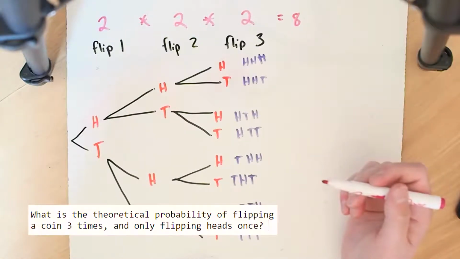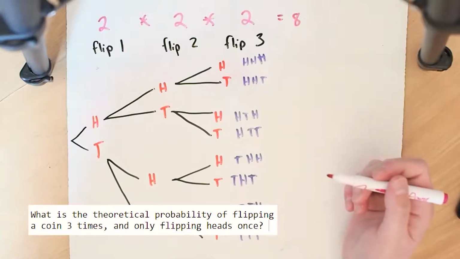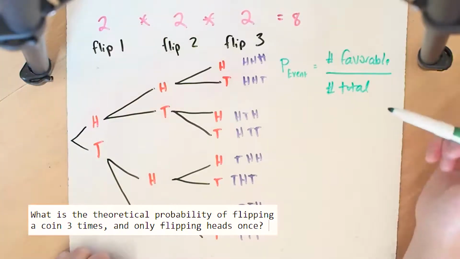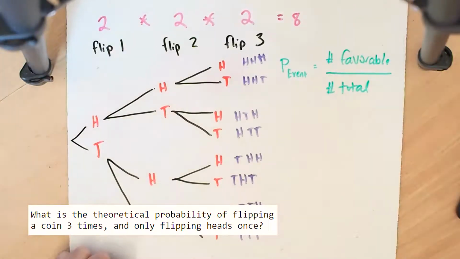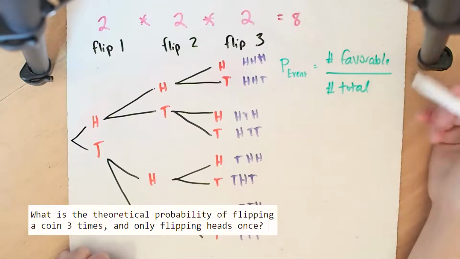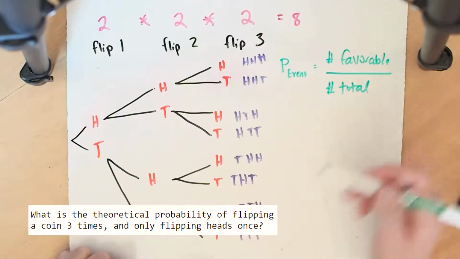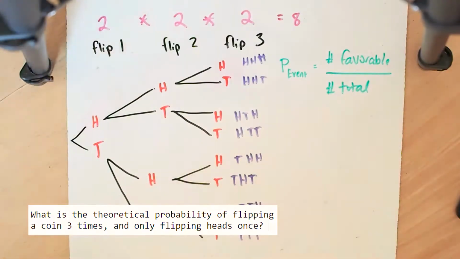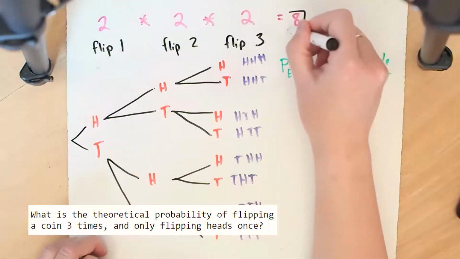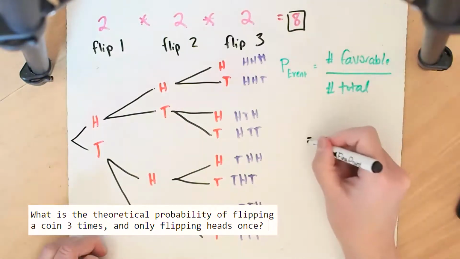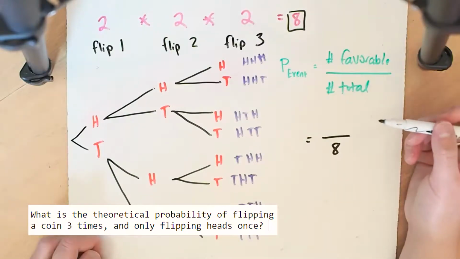What happens if our question now asks us, what is the theoretical probability of flipping a coin 3 times and only flipping heads once? So we remember our formula states that the theoretical probability is the amount of favorable outcomes over the number of total outcomes. We've already established, like we did in the lesson before, that the total amount of outcomes is 8, so that's the number that goes on the bottom. We now need to figure out how many favorable outcomes there are for flipping a heads only once.